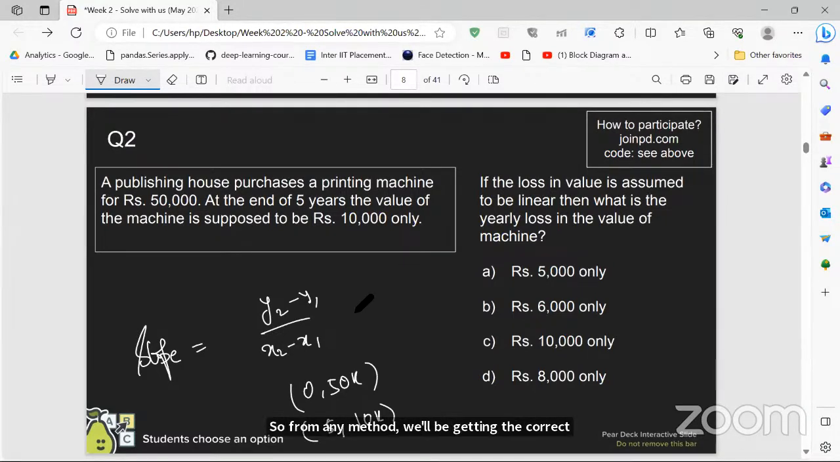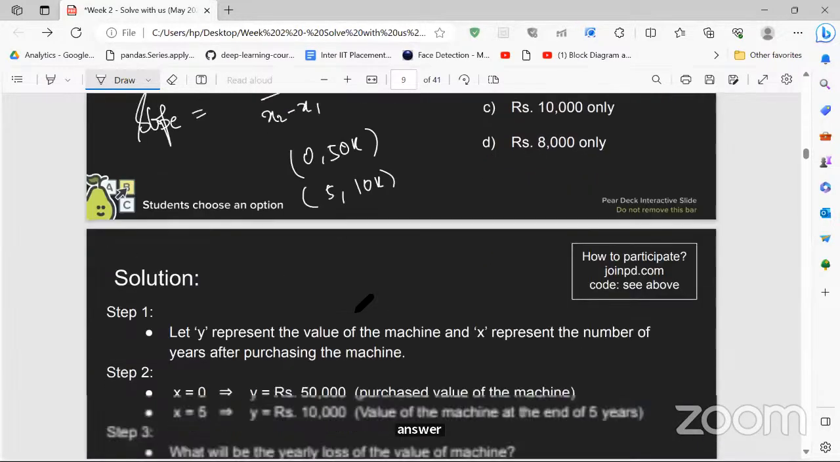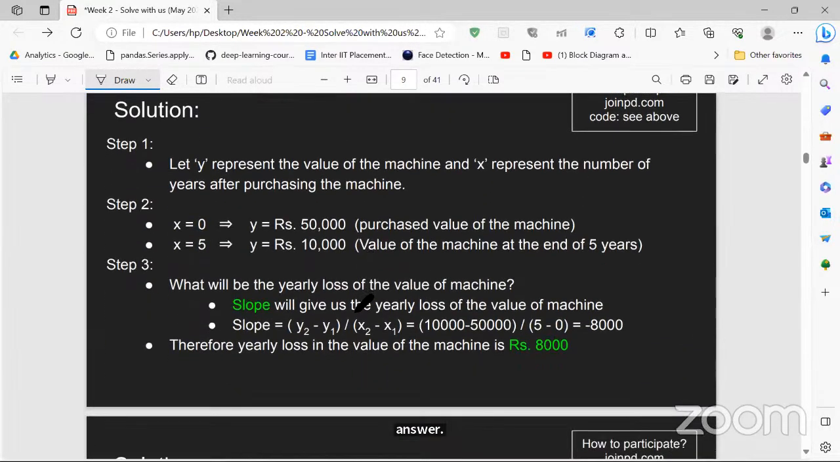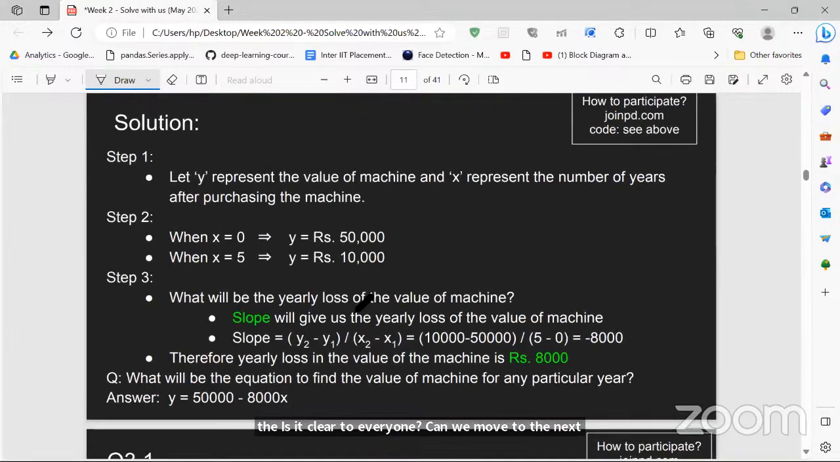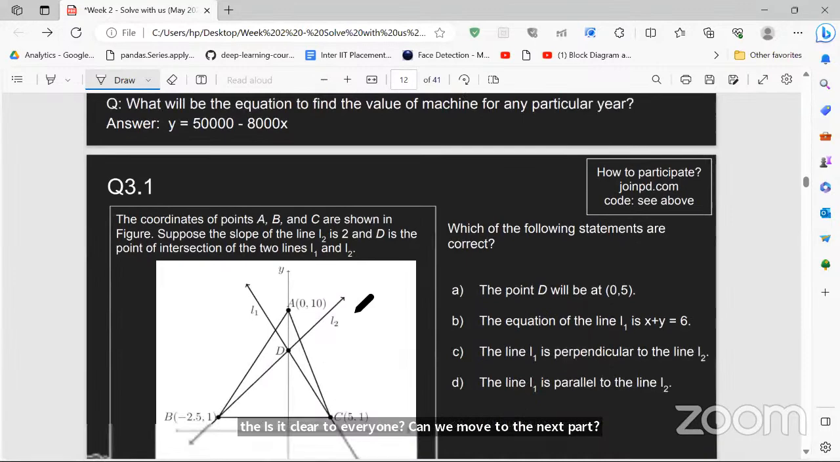Is it clear to everyone? Can we move to the next part? Yes, you can go through the solution, sir. There is no worry about that. Two or three types of solution have been given, but it's not required.